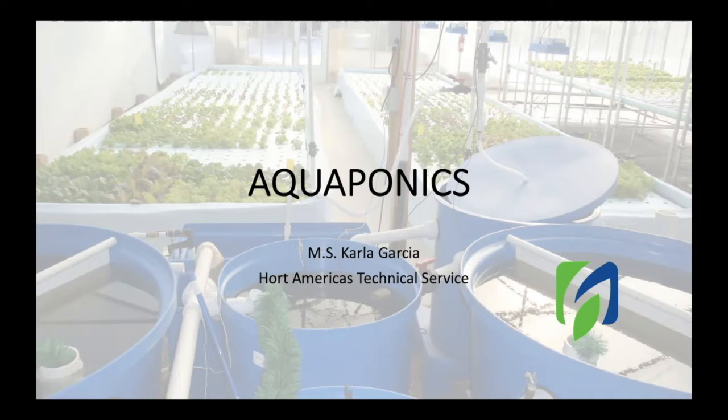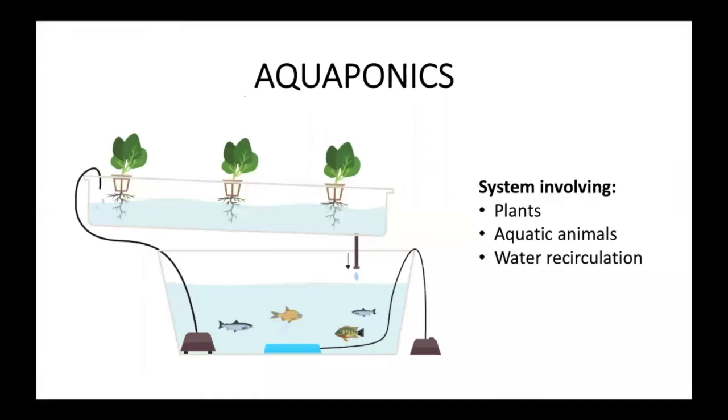Today, we will have a quick class on a new topic, aquaponics. If you are interested in learning how this system works, pay attention to this video. Let's start from scratch. Aquaponics is a technique used to maintain plants and aquatic animals just like fish in the same system using recirculation of water.